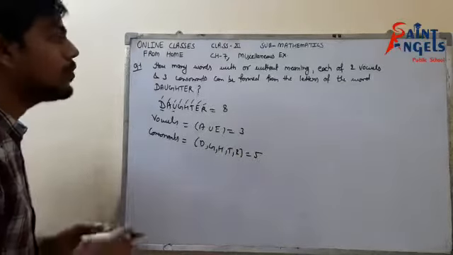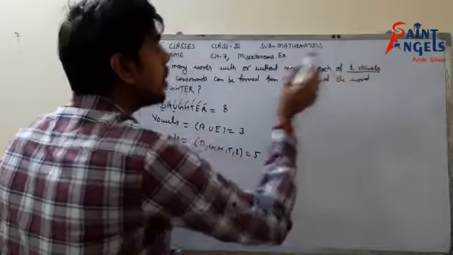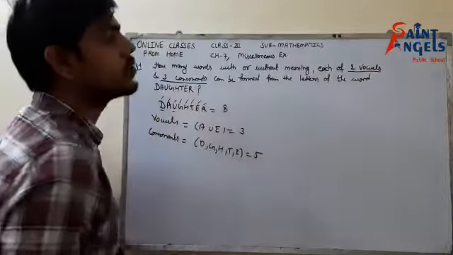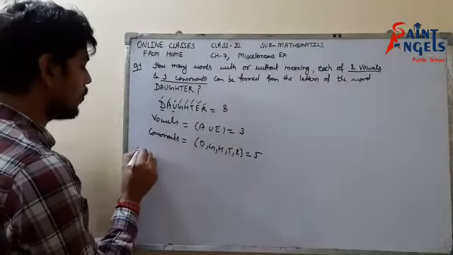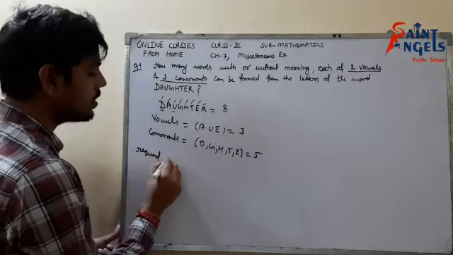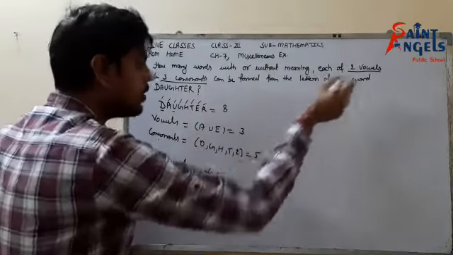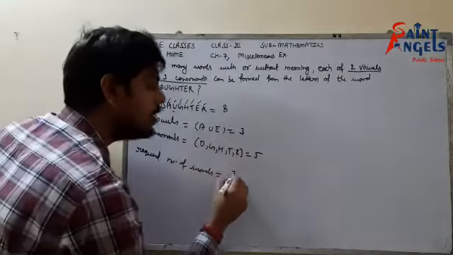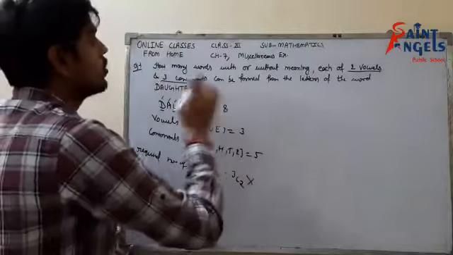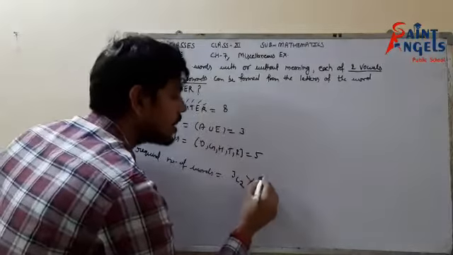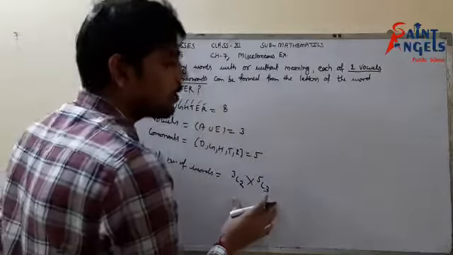Okay, so now what we have to do is make a word of two vowels and three consonants. So the required number of words: we have to choose two vowels out of three vowels, so 3C2, and three consonants out of five consonants, so 5C3. So this is the required number of words.